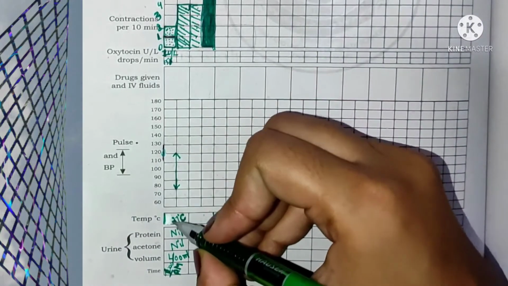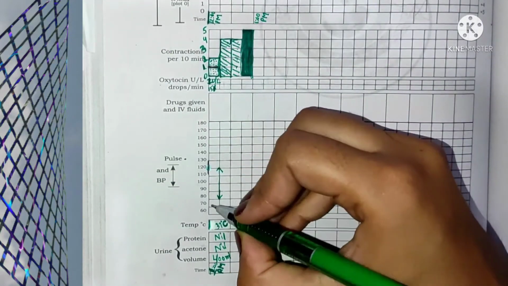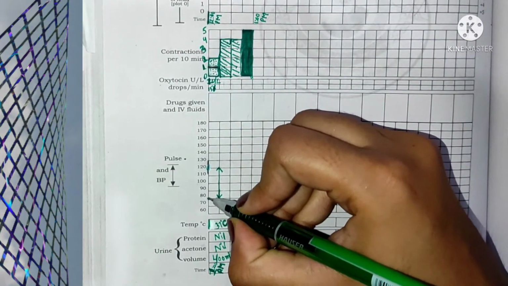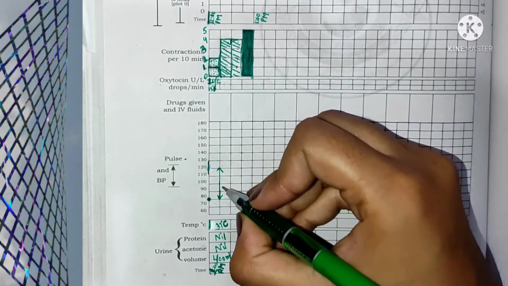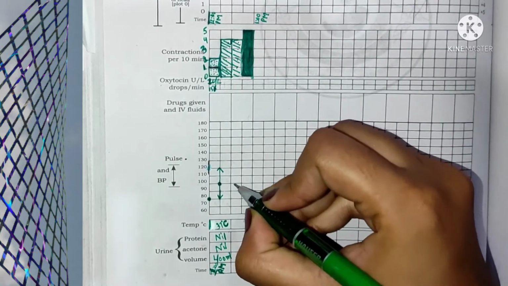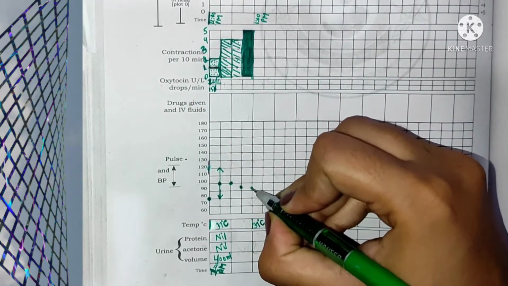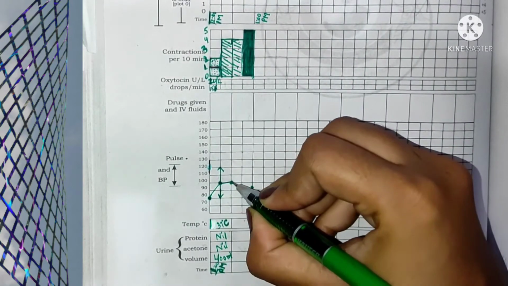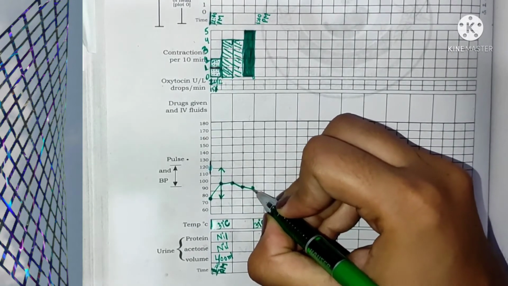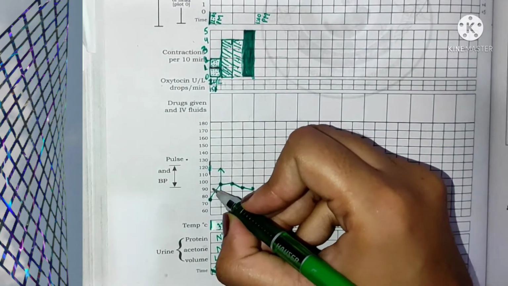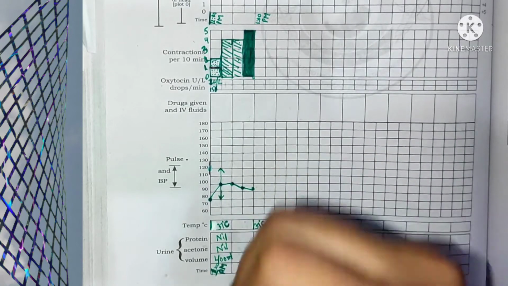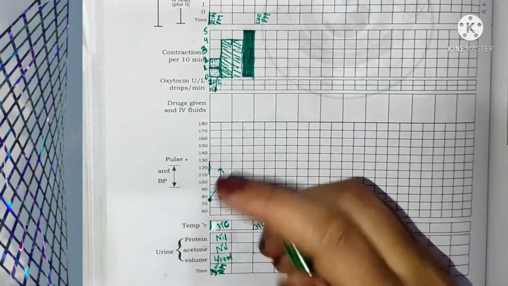Say at 12 p.m. the pulse of the mother was 80, then the pulse of the mother went to 100, then it remained 100, then 95, then it went to 95. Okay, so this is how we are recording the pulse, and pulse is recorded after every 30 minutes. This small box is equal to 30 minutes.